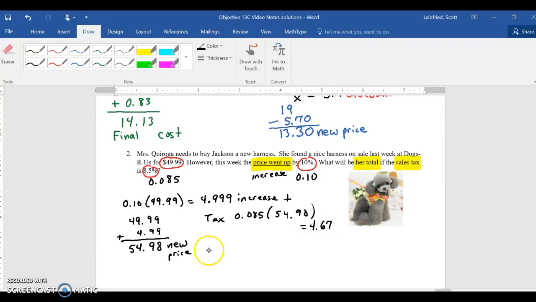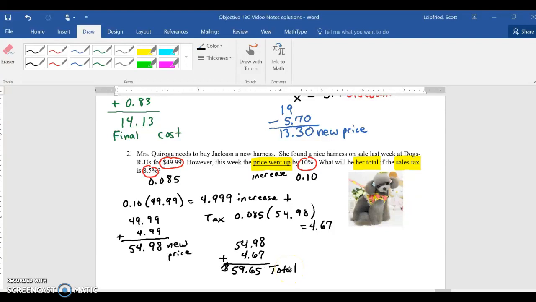So to find our new price, again, just to rephrase, we found 10% because it went up. Then we had to find the tax of the new price. And now we're going to add the new price, which is $54.98, plus the tax, $4.67, and we get $54.98 plus $4.67. We get $59.65. So that would be the total.